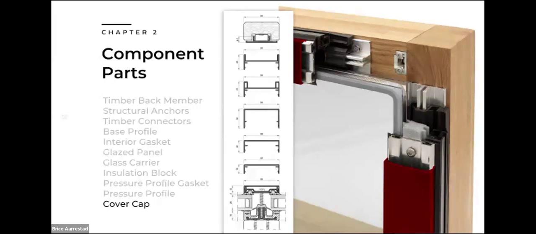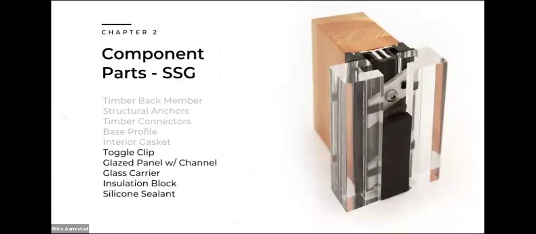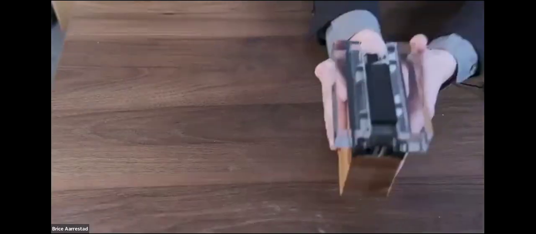So the next thing I think would be good to show you is how SSG components work. The system is able to do a standard silicone glazed, where you really do have the glass adhered into the back member, using some modifications to the profile gasket. But I want to show you the toggle option here. This is our preferred method for doing structural glazing. And here I'll show you the sample.